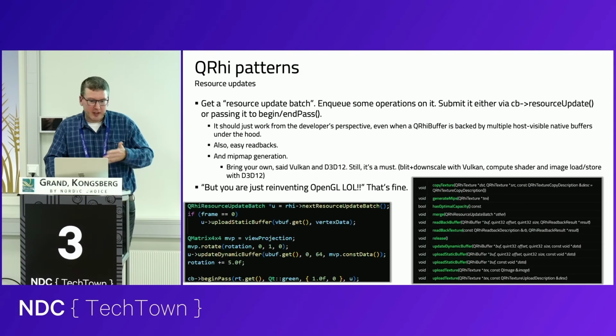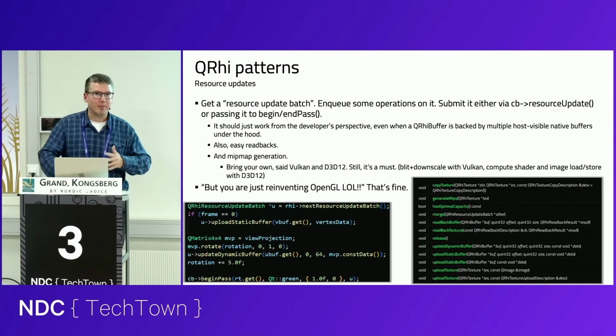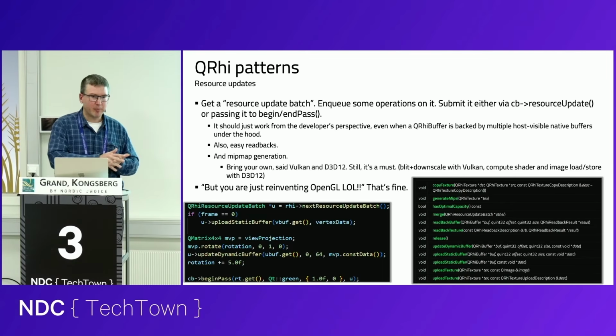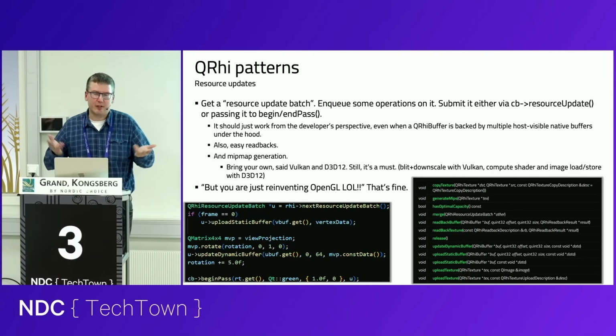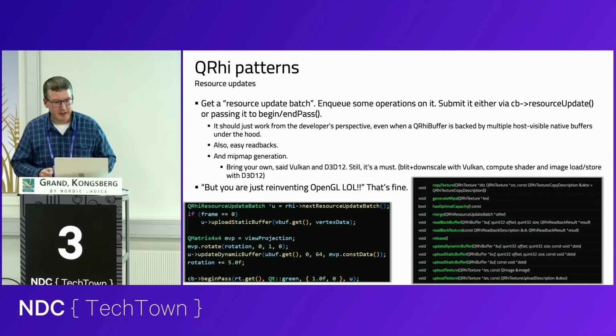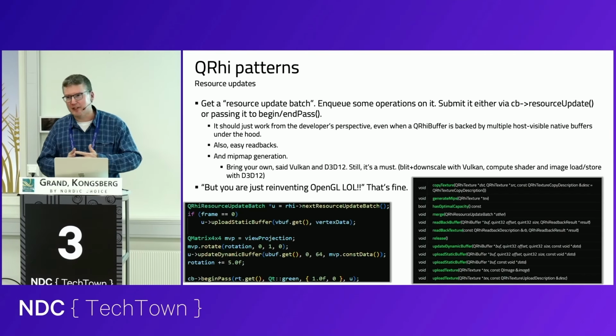And of course, lots of things like APIs to do resource updates for a buffer or a texture, do readbacks, even generate bitmaps. There is no bitmap generation in Vulkan or D3D12. So there's a lot of convenience. It's quite high level.